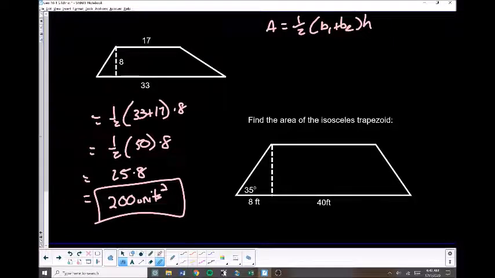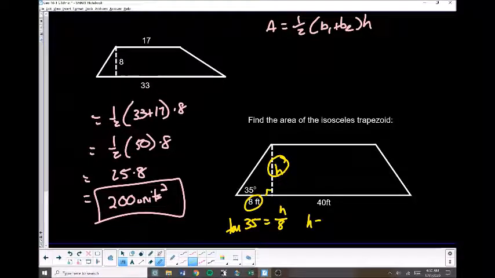This one, look how annoying I am. We don't know this height, but we know this is a right triangle. So we can find its height using trig. Here's the opposite. Here's the adjacent. I'm going to use tangent. The tangent of 35 equals h over 8. So h equals 8 times the tangent of 35.